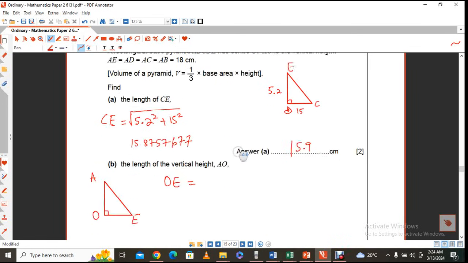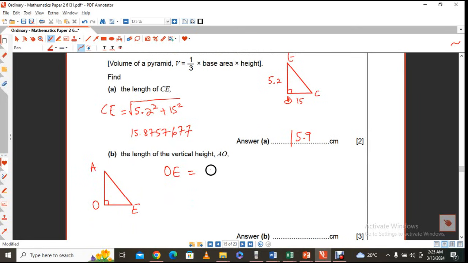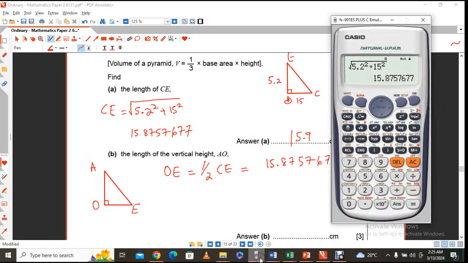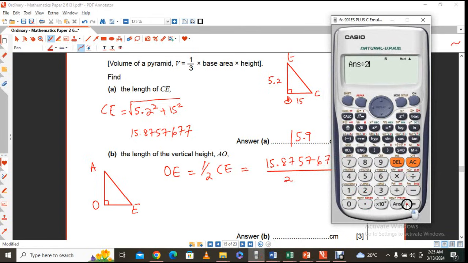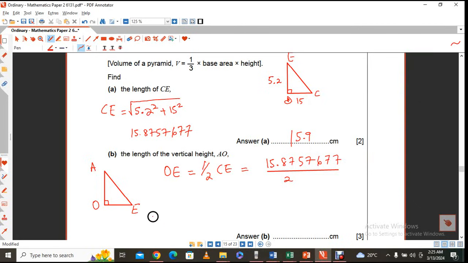OE is half of CE, which is 15.8757677. Okay, and I'll divide this simply by 2. And when I divide that answer by 2, it gives me 7.937. So I'm going to write that 7.9378.